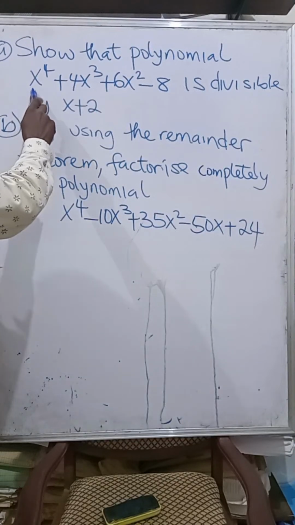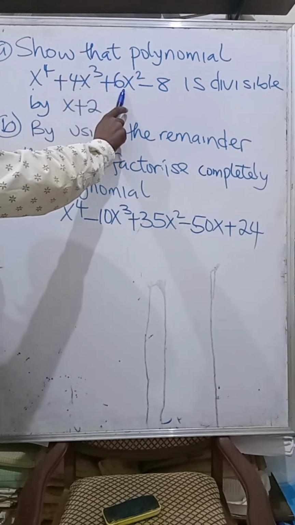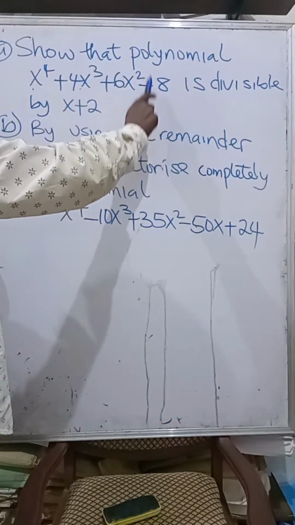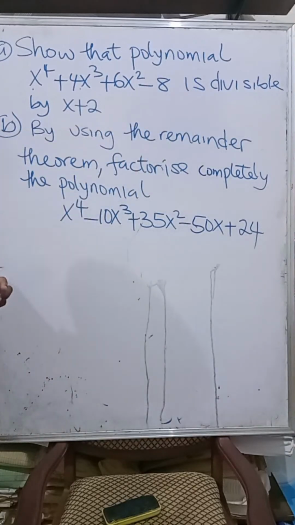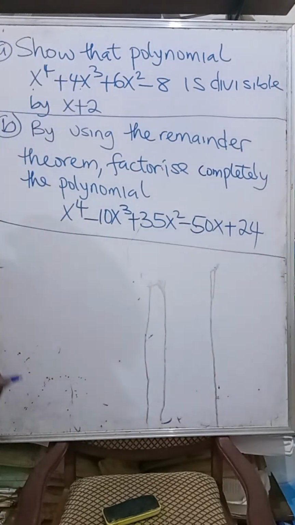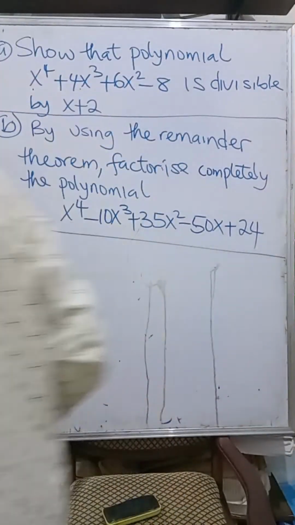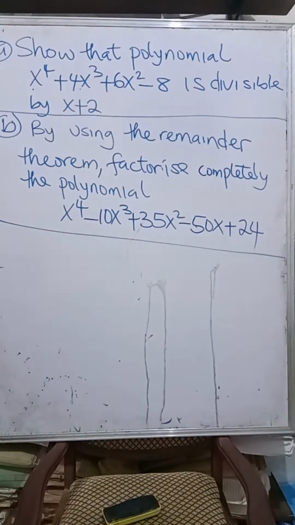Question: show that polynomial x to the power 4 plus 4x cubed plus 6x squared minus 8 is divisible by x plus 2. That's the first one. Let's quickly look at that. Then we'll go to the second question. Let's look at the solution to that. Show that the polynomial x to the power 4 plus 4x cubed plus 6x squared minus 8 is divisible by x plus 2.